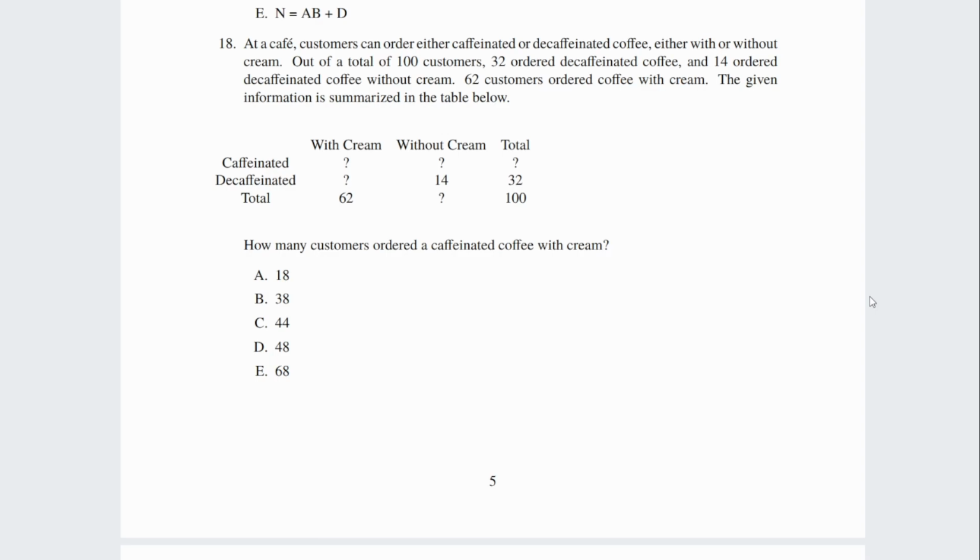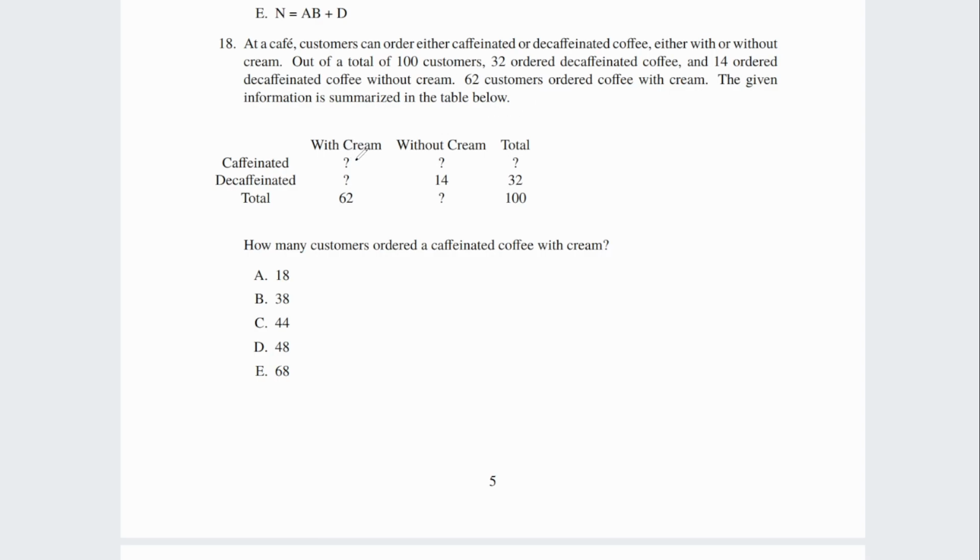At a cafe, customers can order either caffeinated or decaffeinated coffee, either with or without cream. Out of a total of 100 customers, 32 ordered decaffeinated coffee and 14 ordered decaffeinated coffee without cream. 62 customers ordered coffee with cream. The given information is summarized in the table below. How many customers ordered caffeinated coffee with cream?